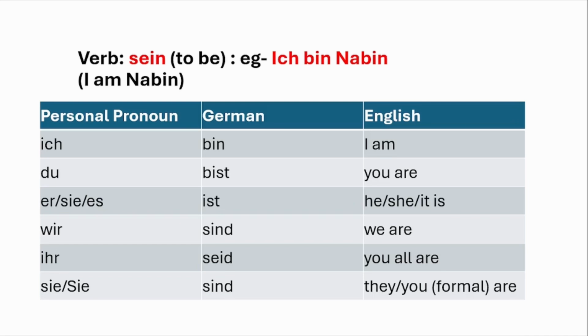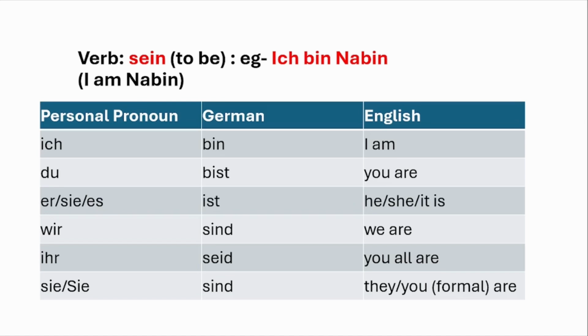Er ist means he. Sie ist means she. Es ist means it is. Wir sind, we are. Ihr seid, you all are. Sie sind: the sie with small s is they, and the Sie with capital S is you in a formal situation. In this form, the conjugation of the verb is sind.